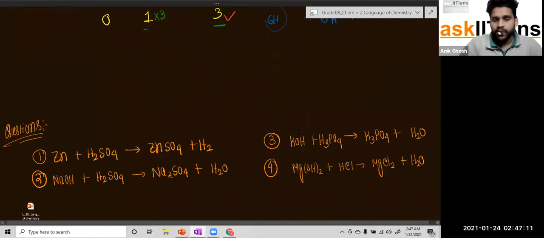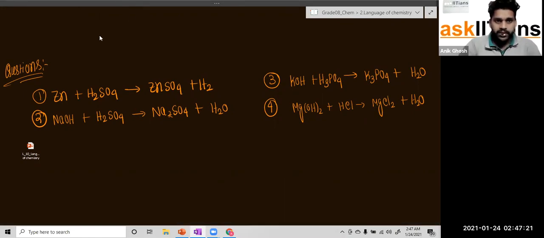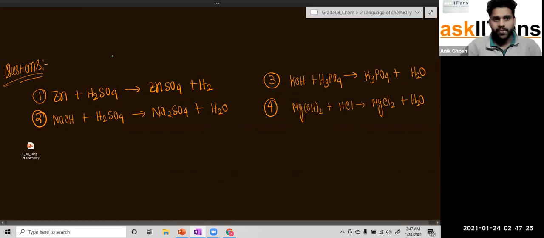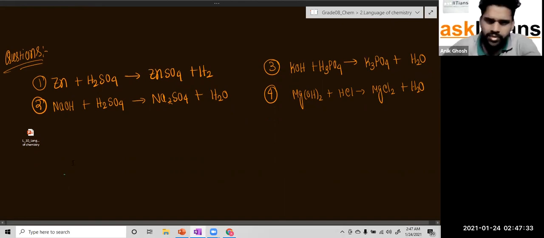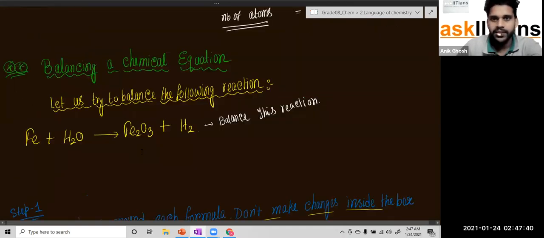Got my point? Now you just try to solve these questions in that manner only. The way we have discussed the things, you just try to solve this question one by one. Let's just start with the first one first. Zn plus H2SO4 gives us ZnSO4 plus H2, isn't it? Before coming to the practice part, let's just go through the video first. It would make your understanding better. Let's see the video.